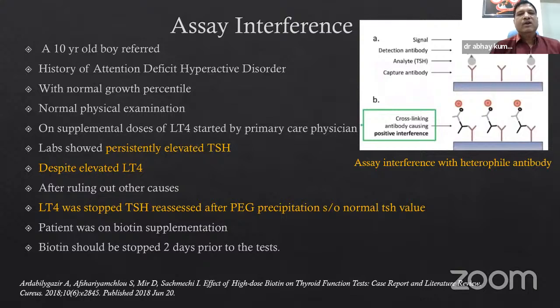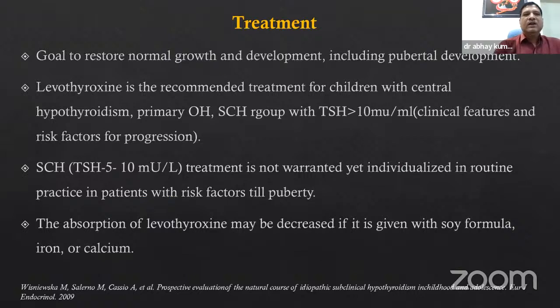This is the way because there are a lot of heterophile antibodies which interfere with the assay. So PEG precipitation was done, and the patient was on biotin supplementation. Biotin was stopped for 2 days prior to the test. Everything became normal, because a lot of things like biotin interfere with the assay and give a false positive result. So you have to stop biotin for 2 to 3 days, and then the thyroid comes to normal.